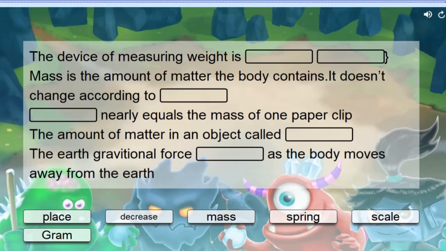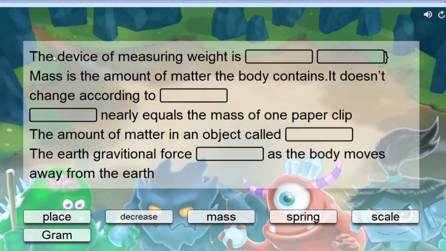Now we will solve a small exercise. Fill in the blanks with the following words. First word, place. Second word, decrease. Third word, mass. Word number 4, spring. 5, scale. And last word, gram.